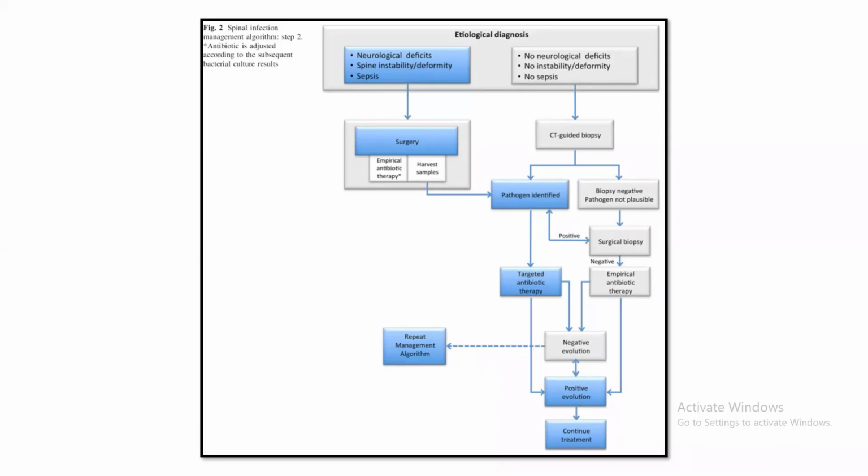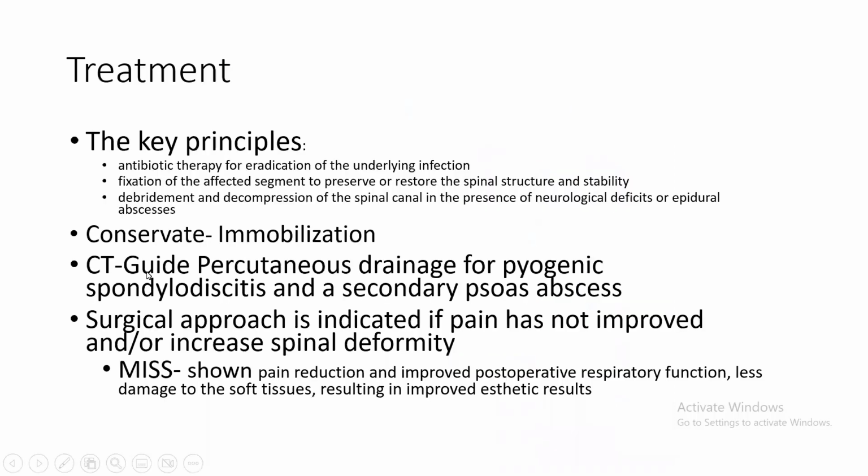Obviously, cultures are taken at the time of surgery and they get targeted antibiotic therapy. If none of those factors are present, a CT-guided biopsy is performed, and hopefully a pathogen is identified that can target antibiotic therapy. If a pathogen is not identified, then the patients undergo surgery for a surgical biopsy. Generally speaking, most of these patients are not making it to the point of requiring surgery and have good results with treatment with antibiotics. And that's the point of this algorithm, I think.